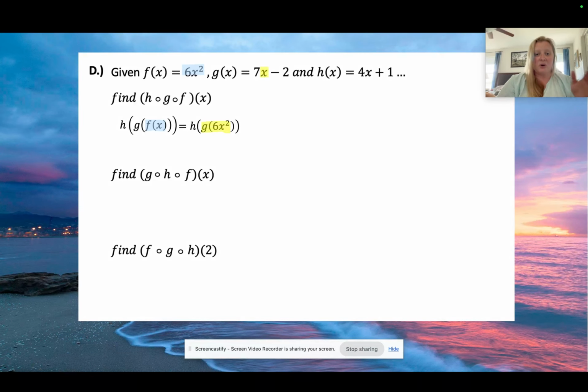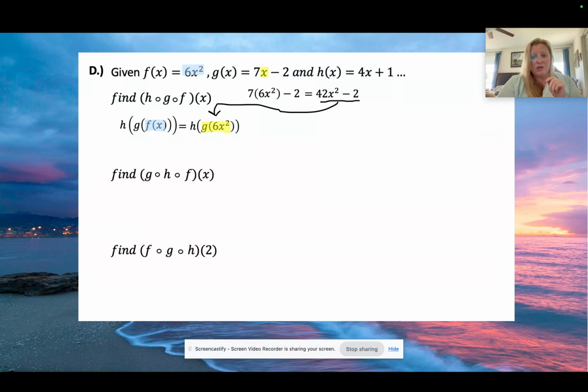So I want to focus on what's inside the parentheses, which is g of 6x squared, that whole thing. To compute that, I have to put 6x squared into the g formula. I'm just going to do the work for that right here so we don't have to keep track of it in our head as much. You notice how the 7 here and the -2 here stay, but it no longer says x. I replaced it with 6x squared. And then when we multiply, we get 42x squared minus 2.